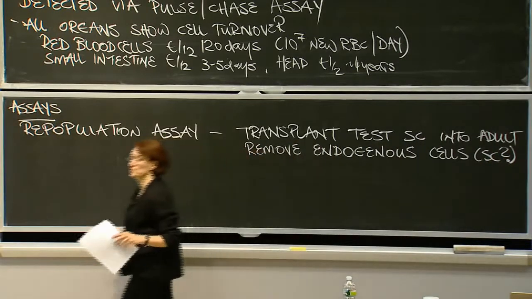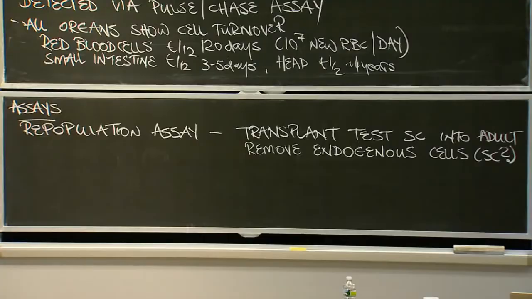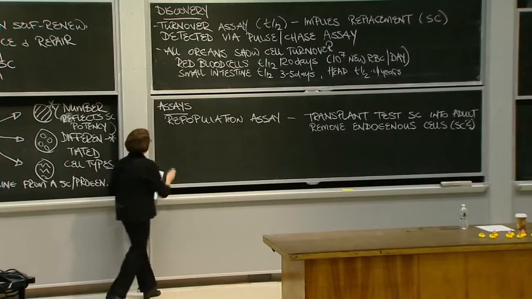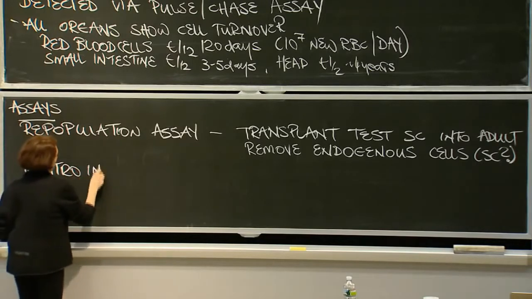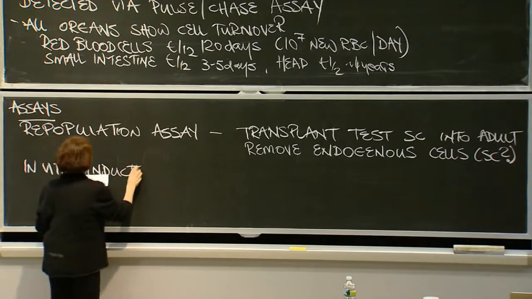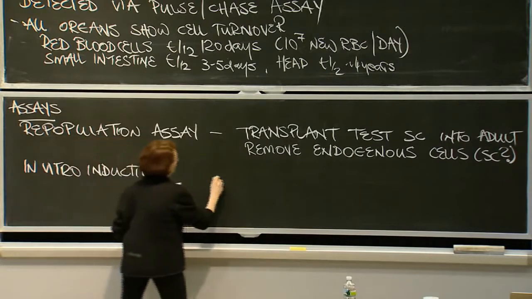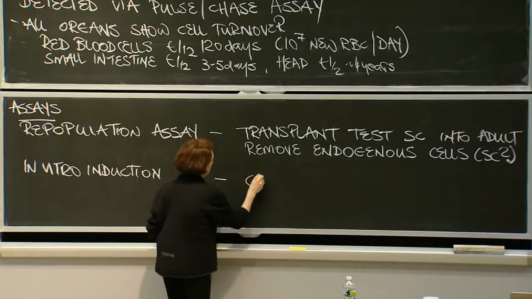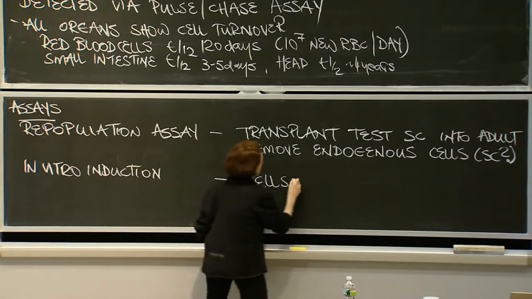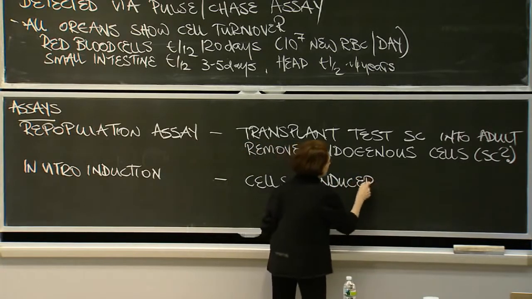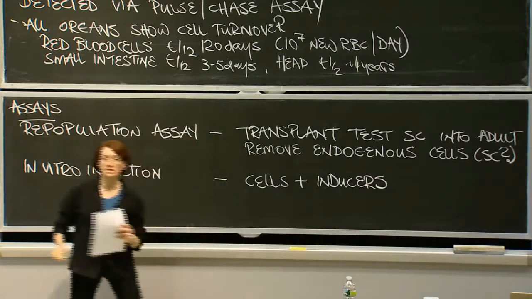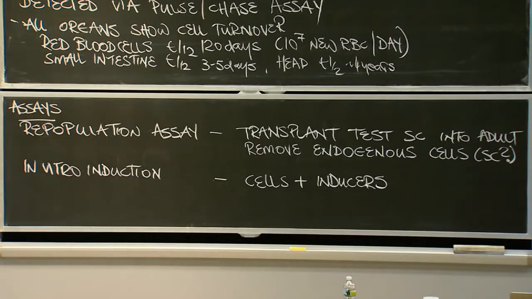That would include the stem cells. We'll go through a slide in a moment. I'm going to list them here. Another one is an in vitro induction assay, where you're going to take isolated cells and treat them with various inducers, various signaling molecules, and test to see what fates those cells can acquire.